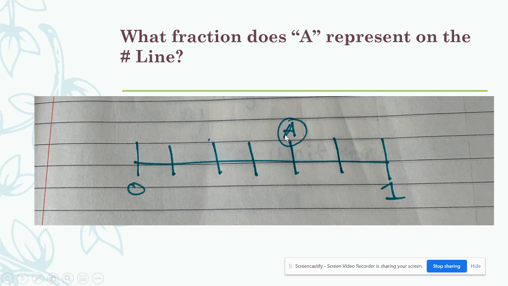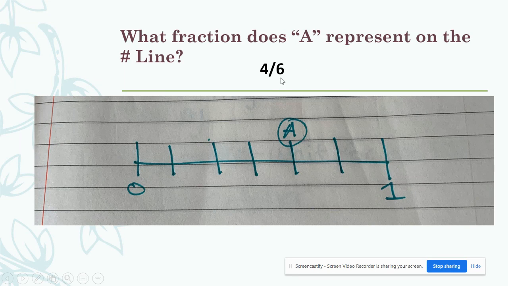Now let's see where the A lands. Okay, so we have 1 piece, 2 pieces, 3 pieces, 4 pieces. So that means A represents 4/6 of our number line. Okay, so if your fraction is in written form on your computer, it would be something like this. So the A is 4 out of 6 total pieces.